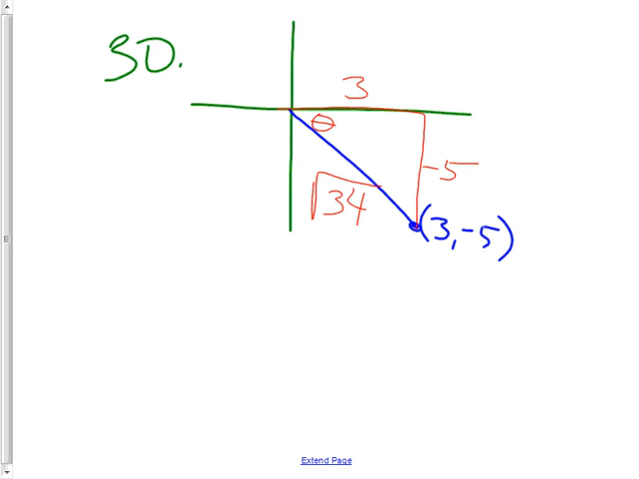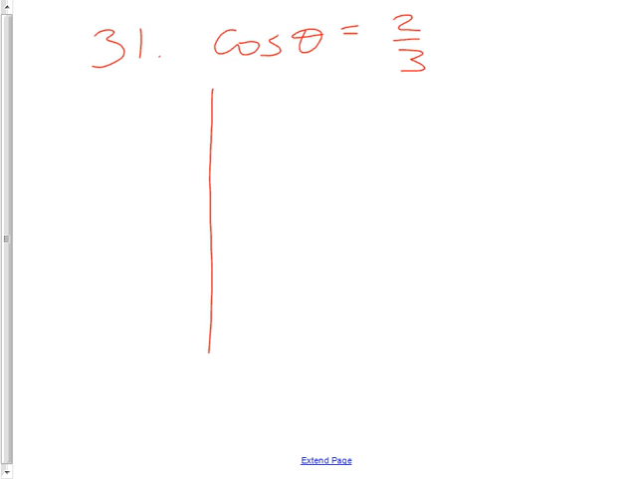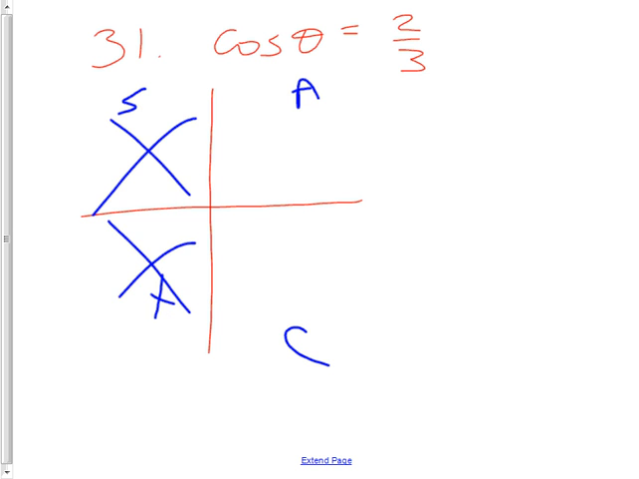Let's do 31 quick. I hate to, but I need to. So 31. Cosine theta equals 2/3. Probably positive. Well, that gives me 2 choices. Where's cosine positive? Those 2 spots, right? So can't be here, can't be here.